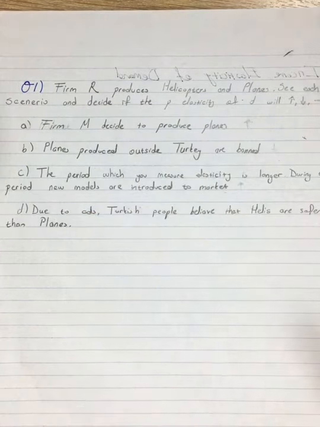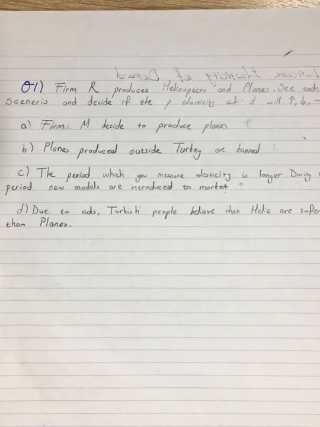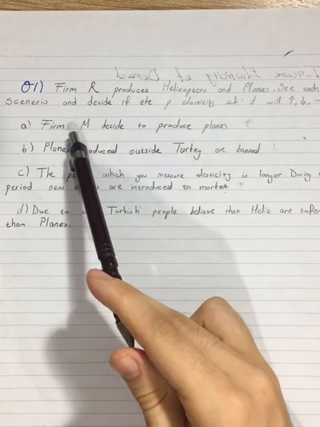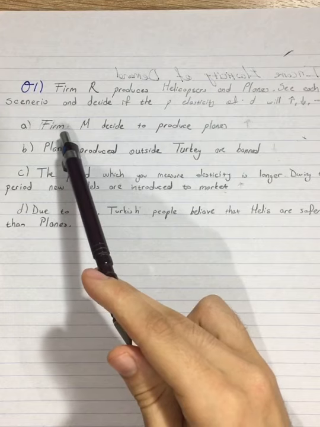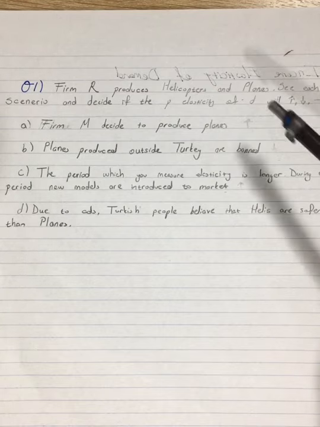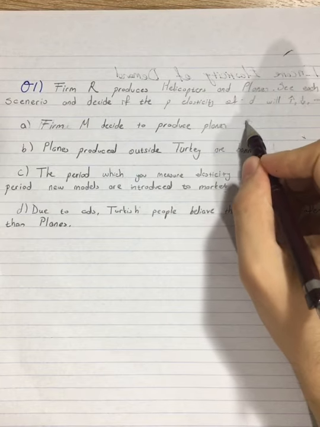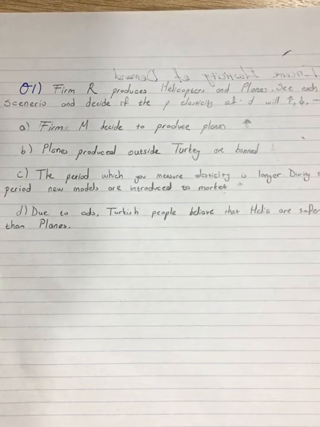So, what happens when another firm enters the market? It gives customers more choices to buy. So if firm R increases their price, customers can buy planes produced by firm M. So the price elasticity of demand for planes from firm R will increase since now customers have more options.